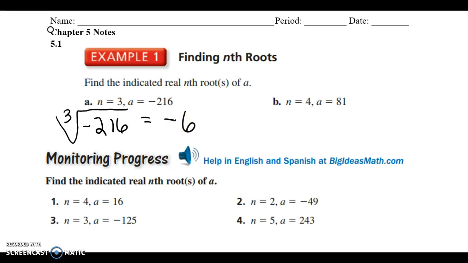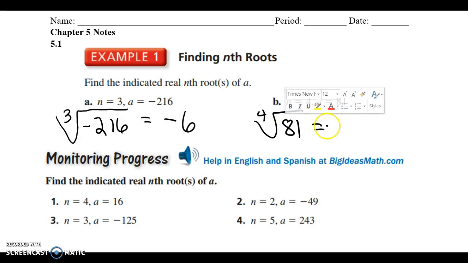For B, the nth root of 81, so the fourth root of 81. 81 is positive, so we're going to have two answers, and you should recognize 81 as the fourth root going down to 3. So 3 to the fourth power would be 81, and we're going to have two real roots, both positive 3 and negative 3.